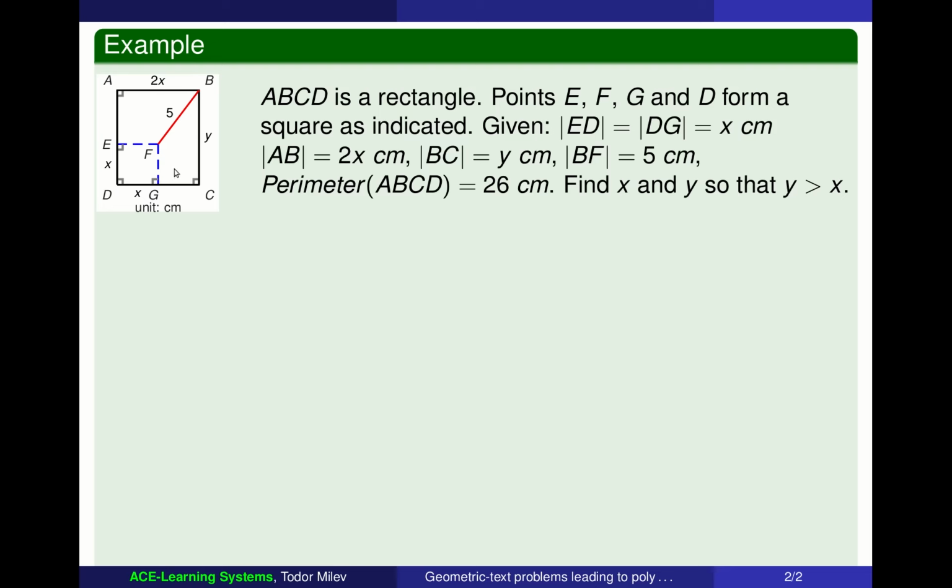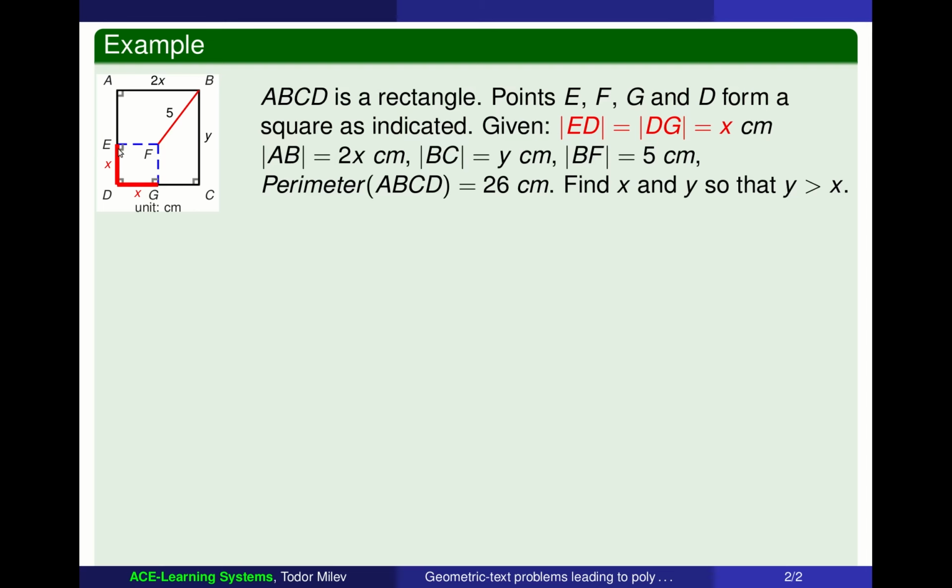ABCD is a rectangle. So this is my rectangle ABCD. So I'm having a rectangle there. Points E, F, G, and D form a square as indicated. So this here is a square. What else are we given?